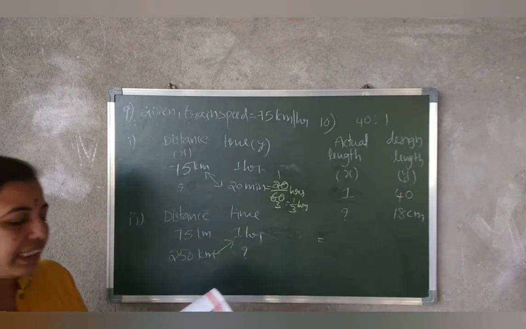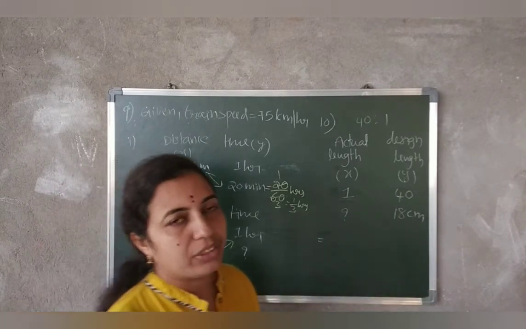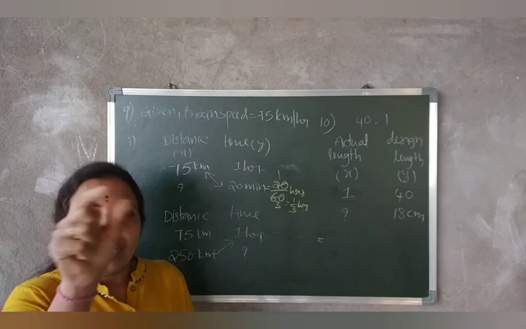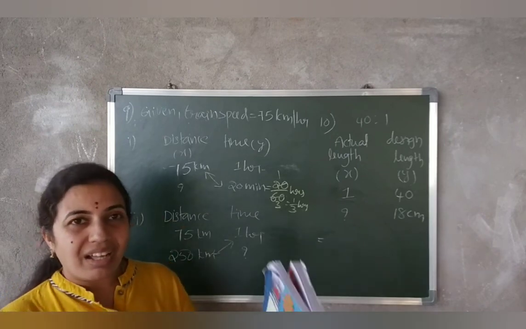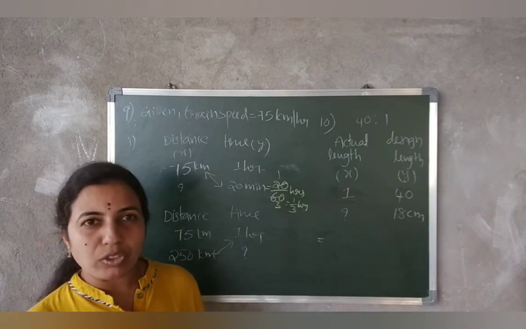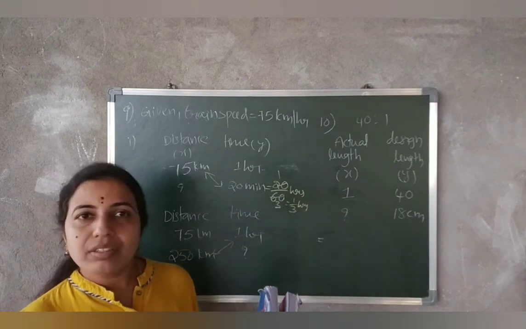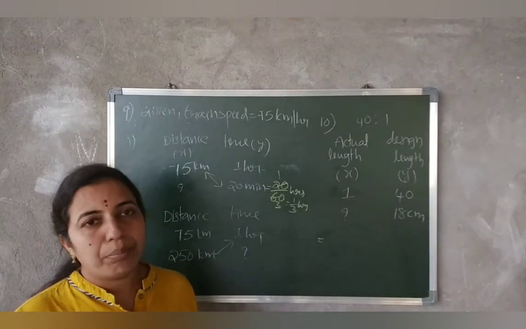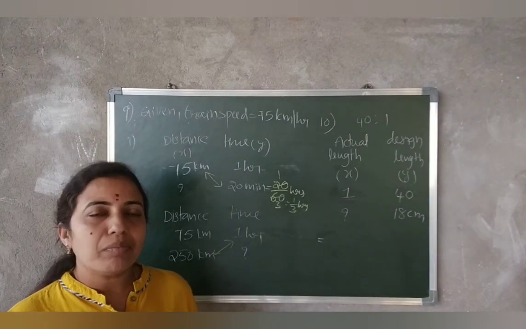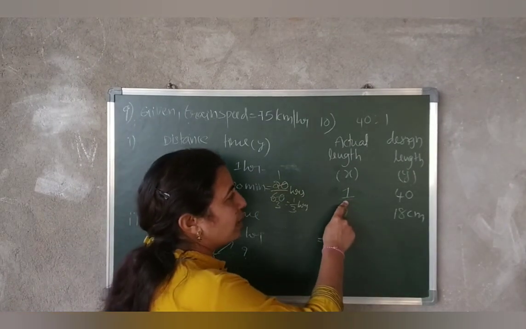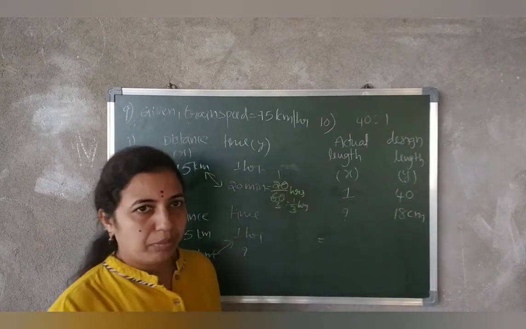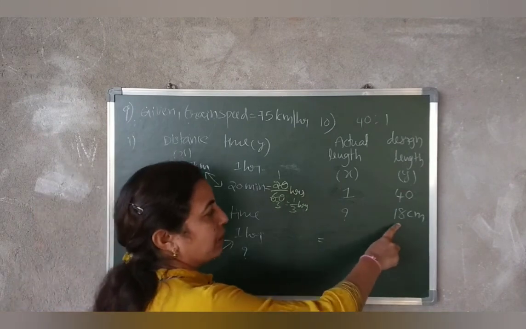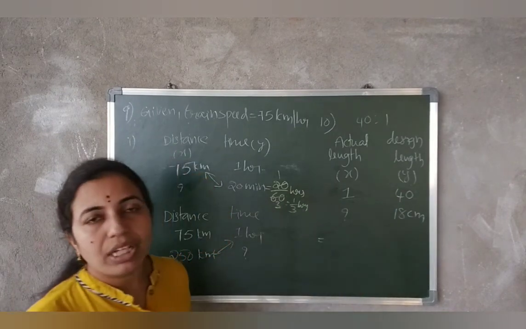Next, 10th problem. The design of a microchip has a scale of 40:1. A microchip will be very small, so to make everyone understand, a microchip design is made. The actual microchip will be like this, but the design will be somewhat big. So if the actual microchip length is 1 centimeter, the design length will be 40 centimeters. Now, if the design length is 18 centimeters, what will be the actual length?